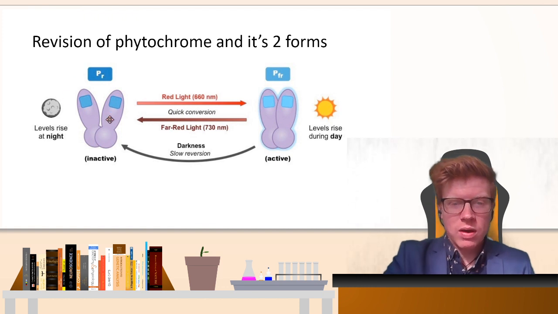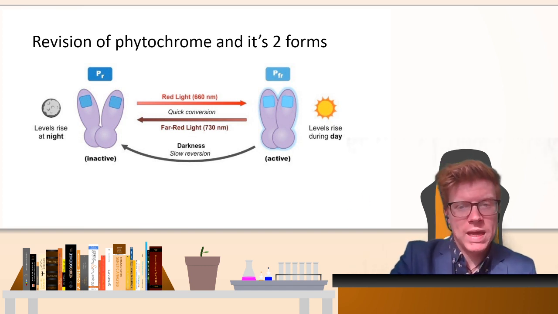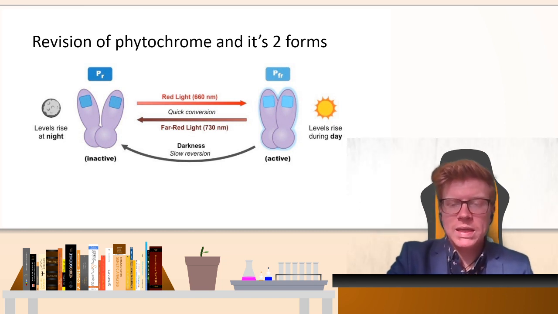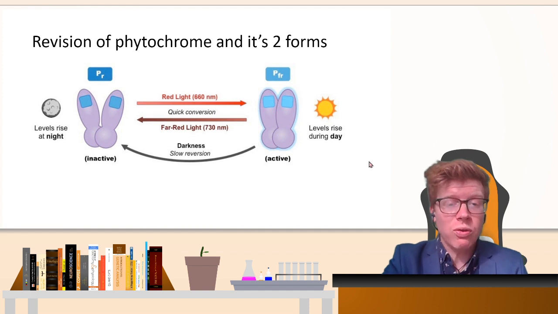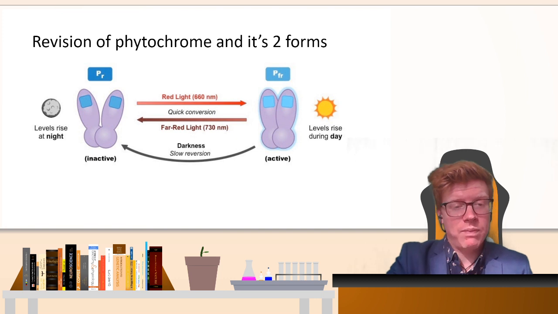So we can see we've got PR and PFR, the inactive and the active form. In the presence of red light at 660 nanometers, we have a quick conversion of the inactive form to the active form, from PR to PFR. In darkness, we have a slow reversion of that. What this means is that during the day, levels of PFR increase, and during the night, levels of PR decrease. These are the different forms of phytochrome.